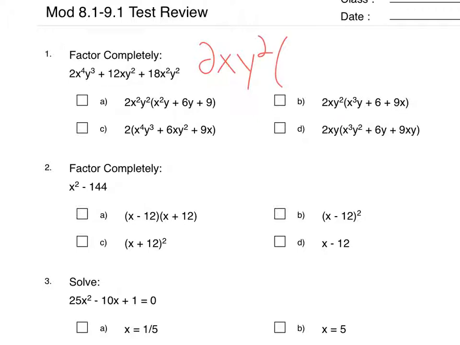Then we go back and check and see what's left over. So 2 divided by 2 is 1. X to the fourth, pull out 1x is x cubed. Y cubed, pull out a y squared. That leaves me with 1y.